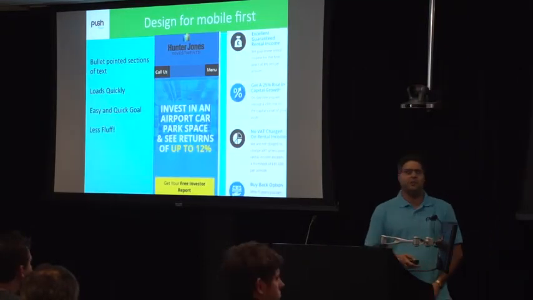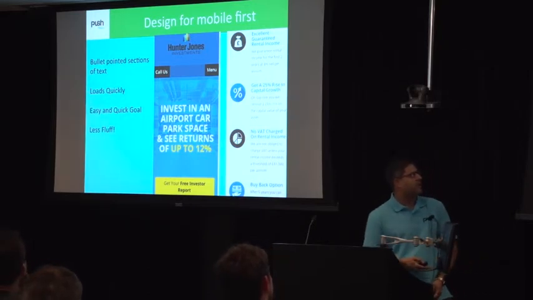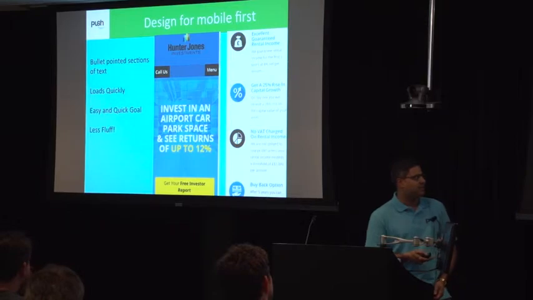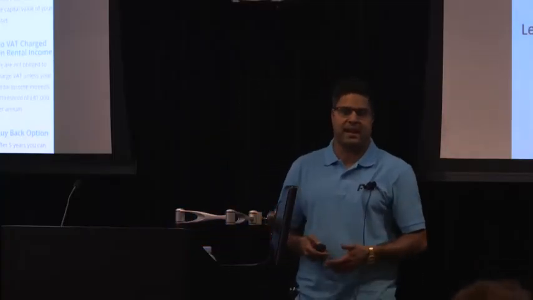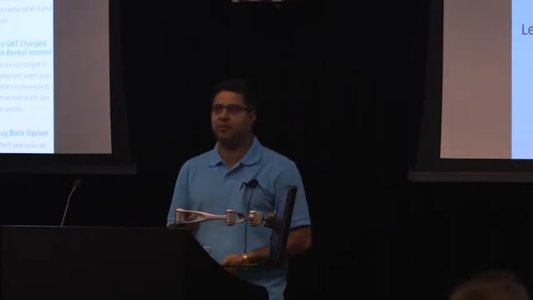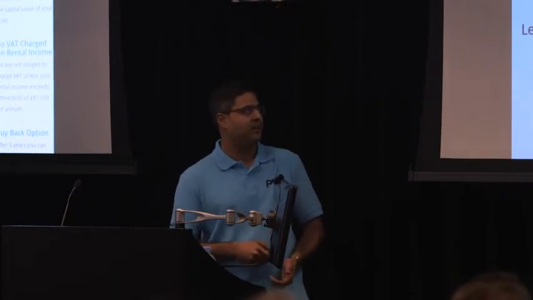Think about designing for mobile first on some of your landing pages. Think about bullet points, so you can section off the text. Make sure it loads quickly. Make sure the goal is easy and quick. So in this case, get your free investor report. Have less fluff, less information than you're probably packing on the desktop site for your mobile site. This site, in fact, was copied by a competitor. So we'll take that as a compliment because it was working so well in this industry.